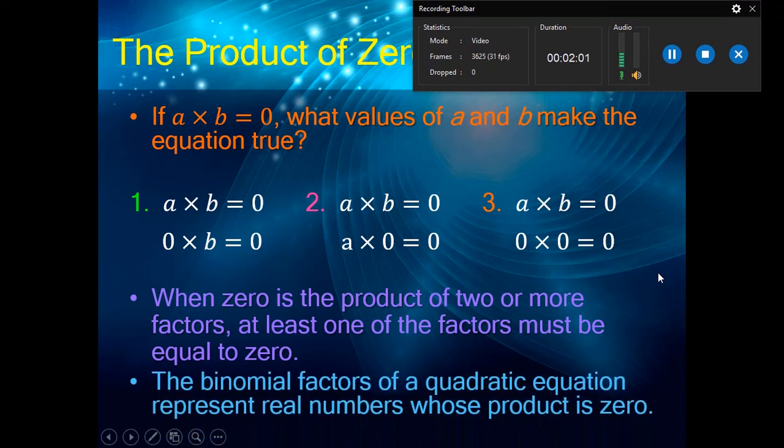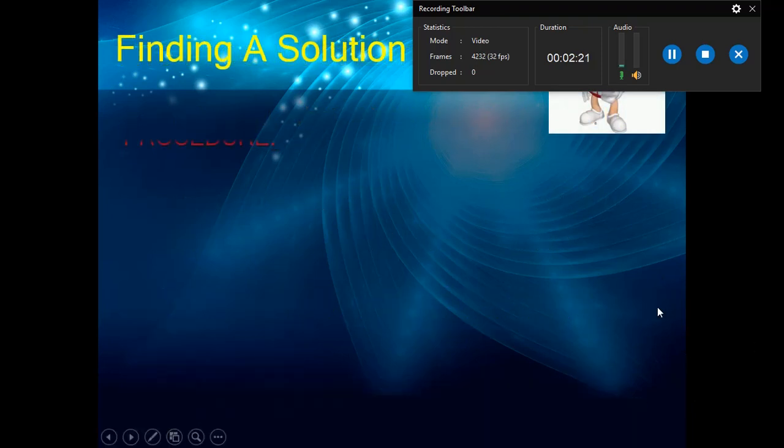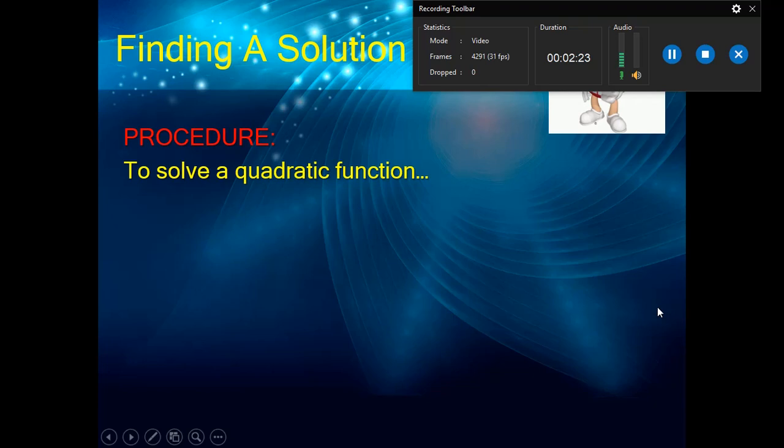So what we'll do is take the factoring that we learned in our last unit, and we'll set each of those binomial factors equal to 0. Each of those binomial factors represents a real number, and the product of those binomials will give me 0. This is the procedure that we'll use when we solve a quadratic function.